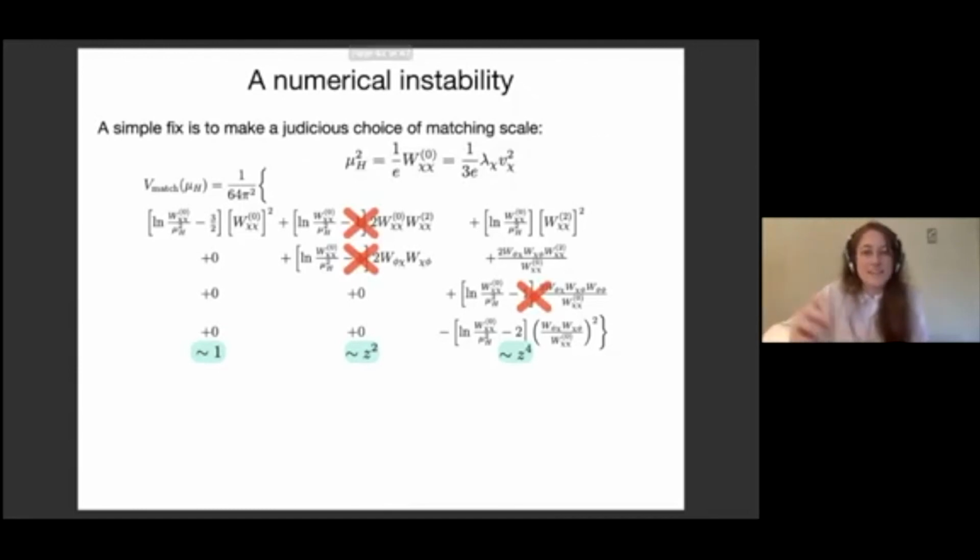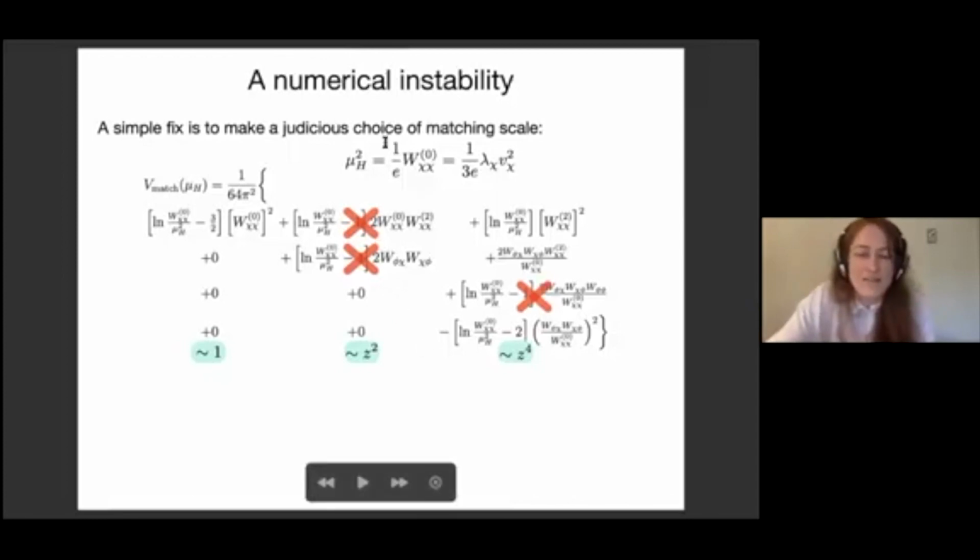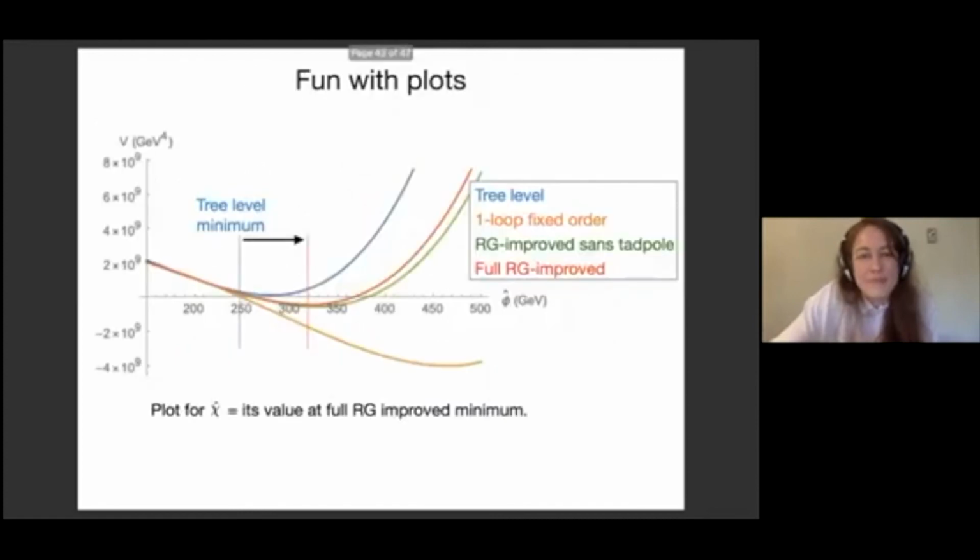And in our case, a simple fix to this hierarchy problem is just to make a judicious choice of matching scale. If I choose the matching scale as such, then I completely cancel off this whole z² column, and I don't have to worry about this. Of course, I could choose the matching scale to be whatever I want it to be, as long as it's of the right order in the power counting expansion. And then I make some nice plots.